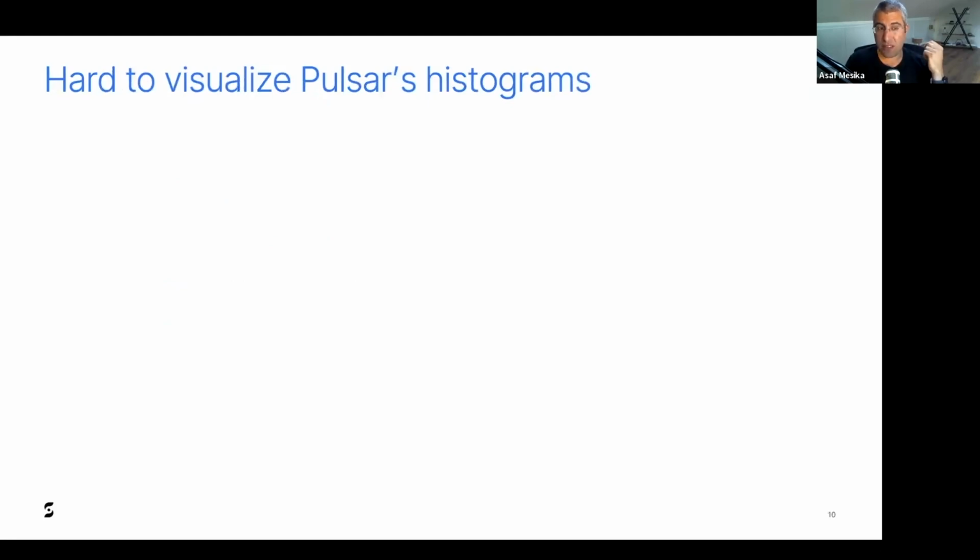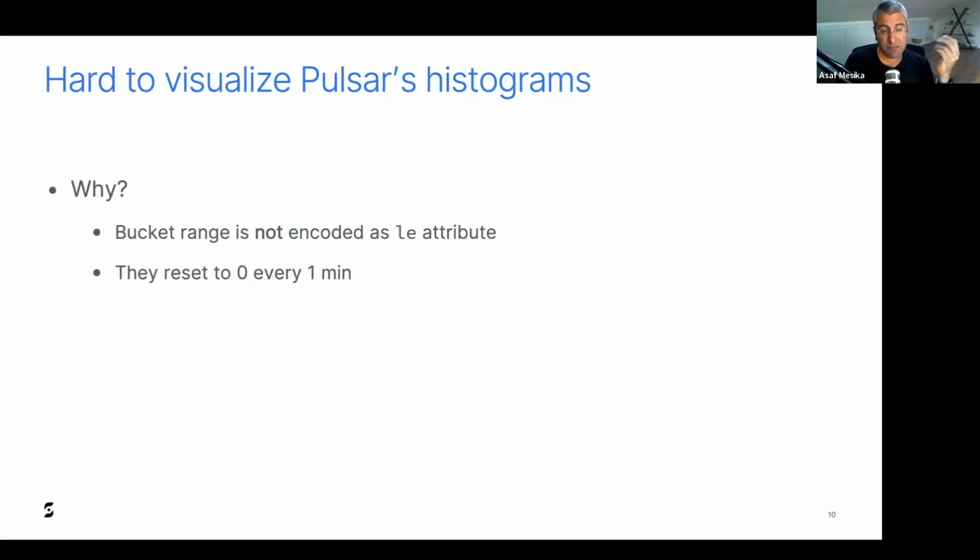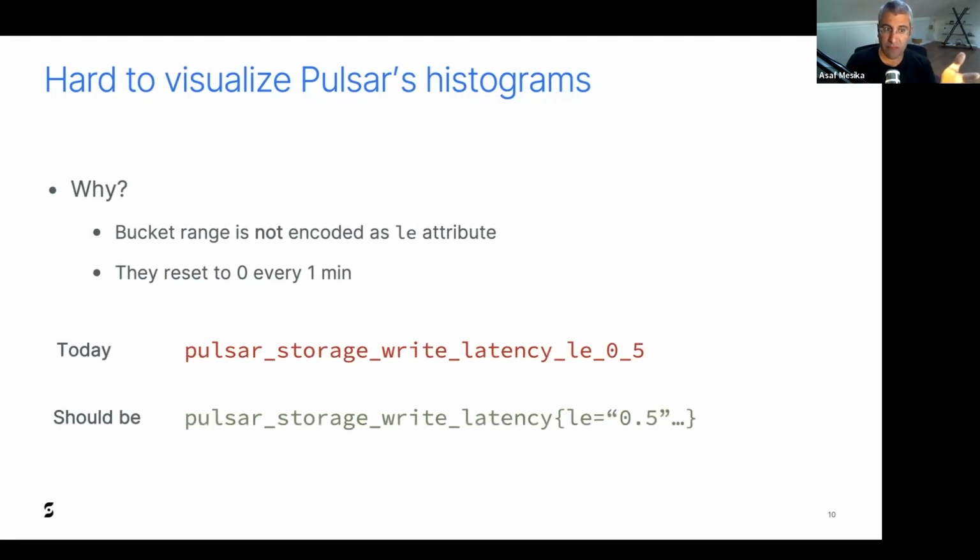Other problems that we have is that histograms is a type of metric, and it's mainly used for latencies. The thing is, Pulsar histograms, you can't visualize them normally. Why? Two things. One, the bucket range is not encoded as an le attribute, as Prometheus expects. And the value is reset to 0 every 1 minute. So today you have, for example, the name pulsar_storage_write_latency_le_0_5, it should have been le equals as an attribute.